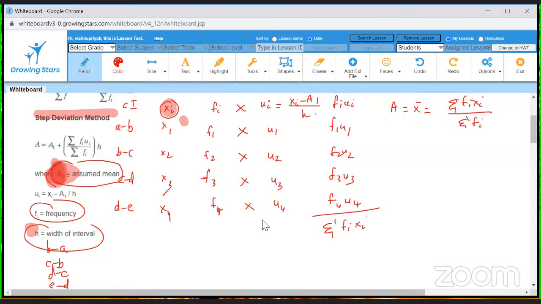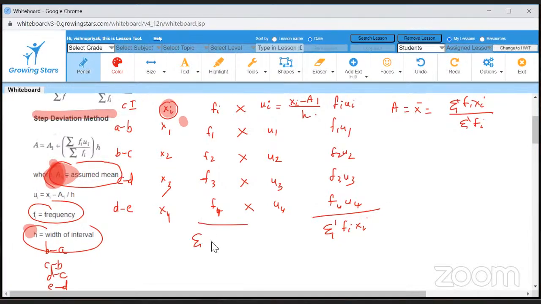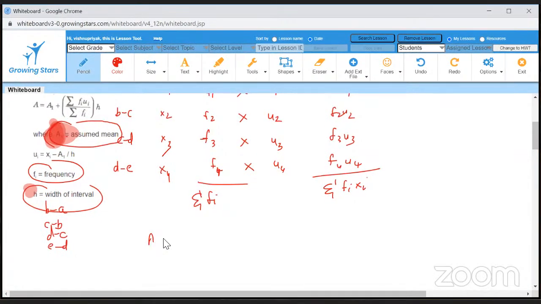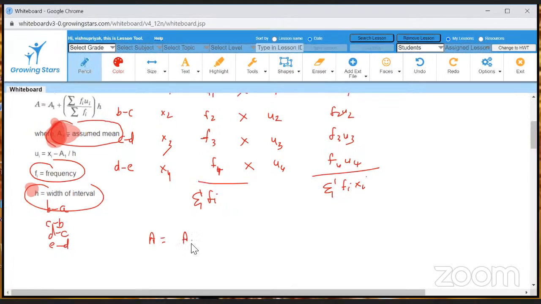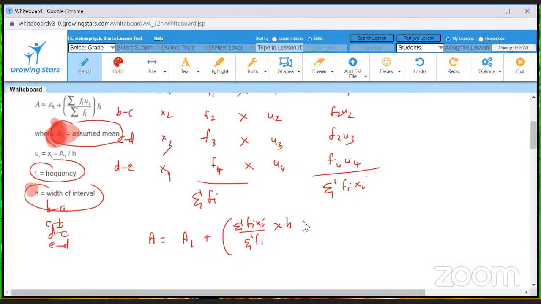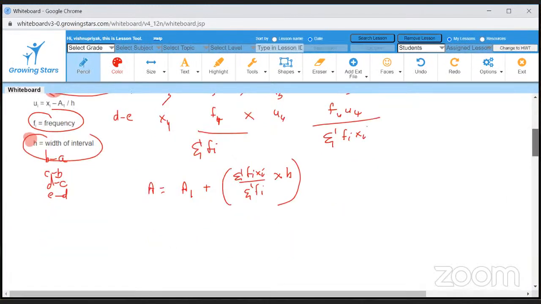At the same time, you will add up all the Fi frequencies also. And to find the arithmetic mean, you will take the assumed mean plus sigma Fi Ui, divided by sigma Fi, and multiply by H, the class width. This is how you will get it.